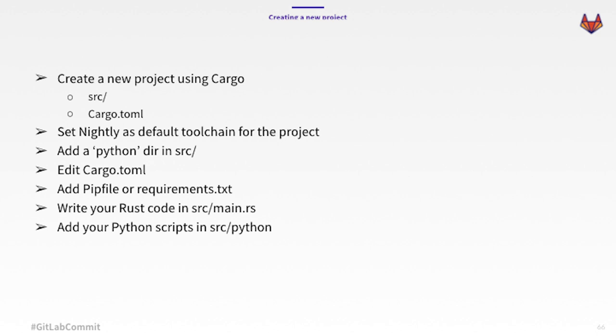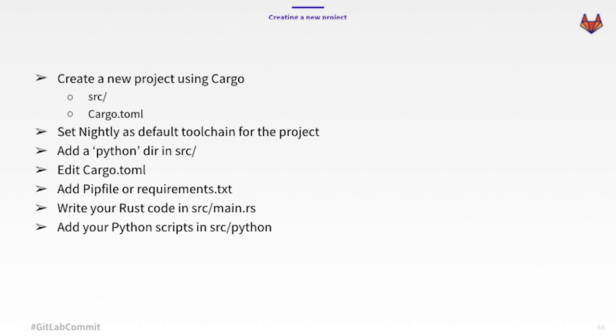The cargo.toml file is a manifest for the application that will have information about the project, the dependencies that we need for the project. And at first, in the src directory, we will have a main.rs file that will contain an example of a Rust application.